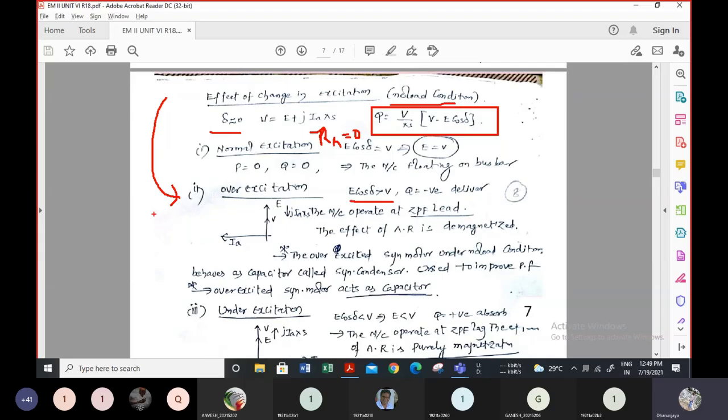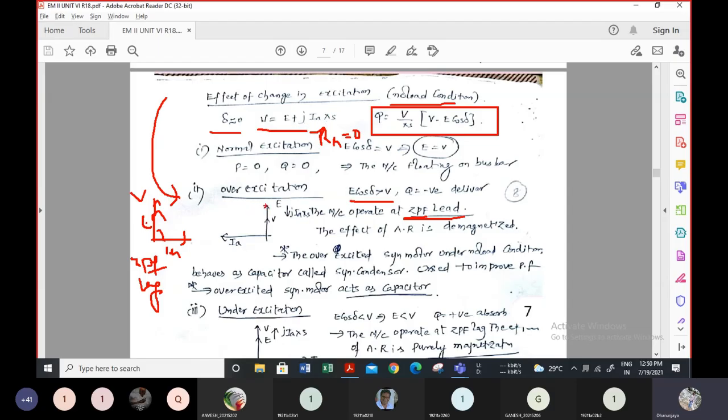For a synchronous generator, the relation will be represented with E, V and IA. For a synchronous motor, it is the opposite case, and that's the reason it is ZPF lead here. For the synchronous motor, it is ZPF lag. And as it is ZPF lead here, what is the expression? We have the expression V equal to E plus J into IA into XS.